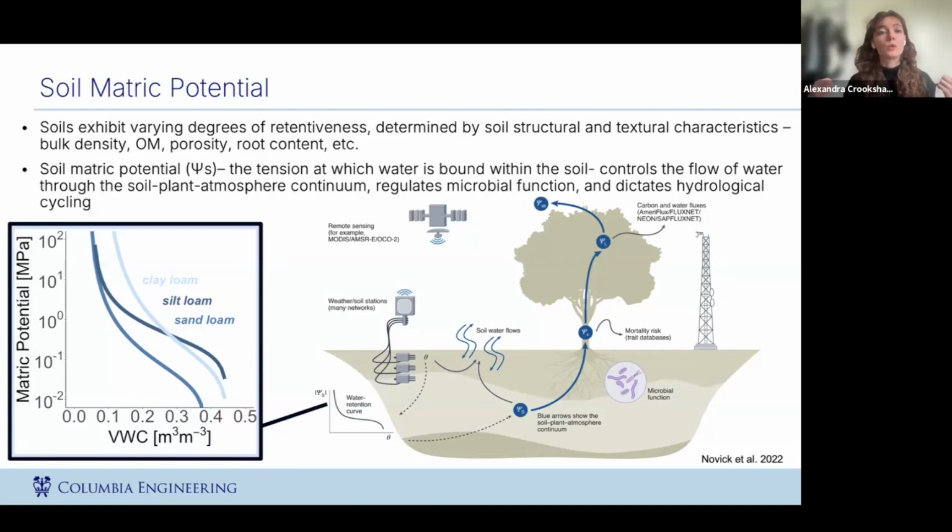When soil matrix potential is too tight, when that tension is too tight, stomata will close, thus decreasing photosynthetic carbon uptake. When it is incredibly too tight, that's how we lead to cavitation and catastrophic embolism, thus leading to tree mortality. That same relationship exists within microbial communities as soil matrix potential dictates the flow of water and nutrients in and out of microbes. And it also, as I said, influences hydrological cycling, with direct impacts on overland flow and infiltration. I could go on and on about how important soil matrix potential is.